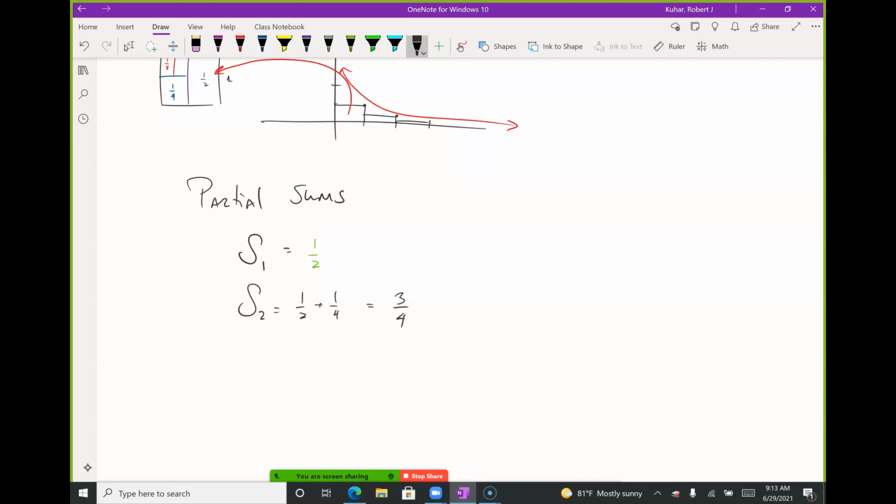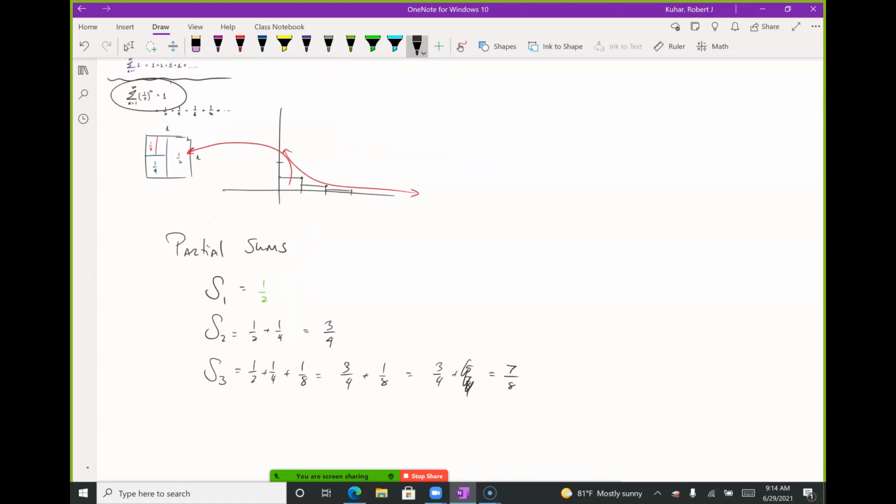And so then I'm asking, what is my third sum? So it's 1/2 plus 1/4 plus 1/8. So that's 3/4 plus 1/8, right? And that's 7 over 8. See, there's a pattern happening. Yes, exactly. So you can see this pattern happening already.